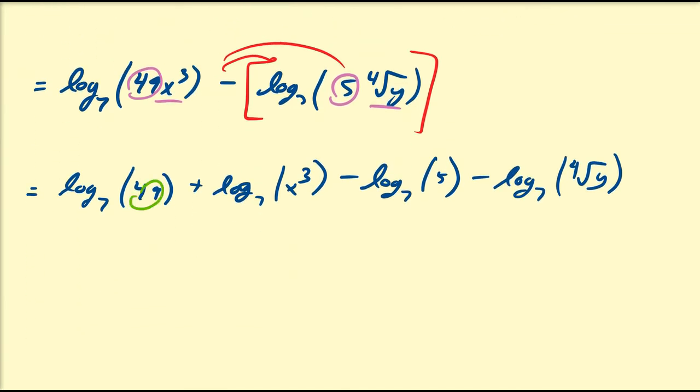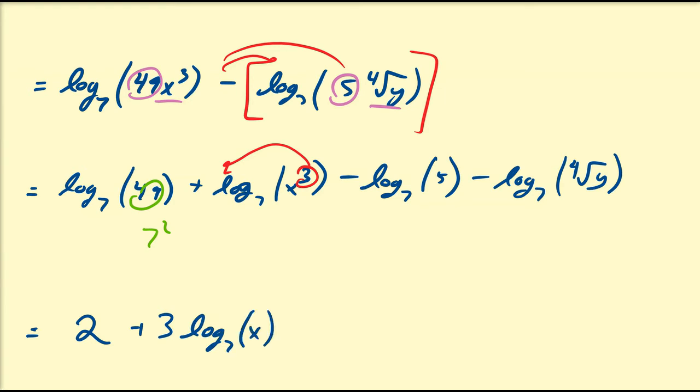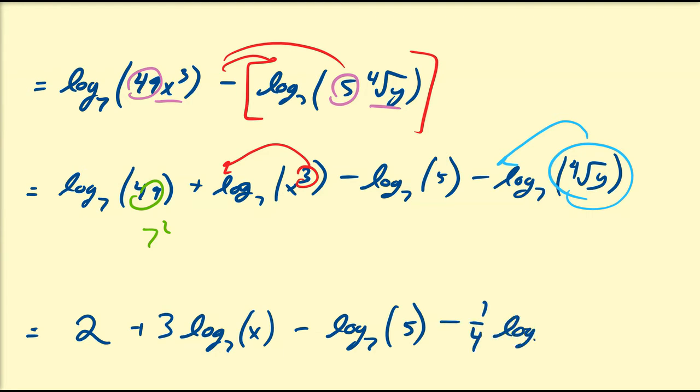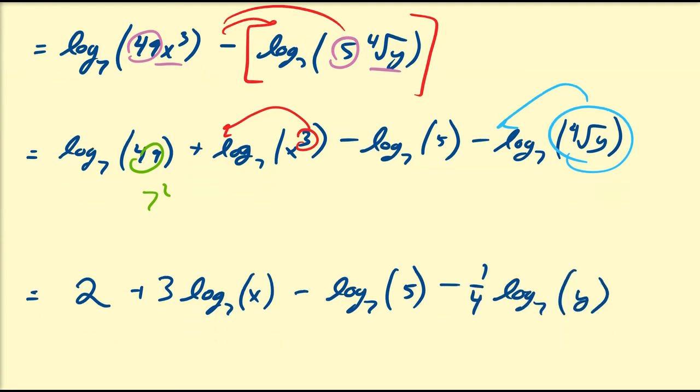Alright, so remember that 49 is the same as 7 squared, so the log base 7 of 7 squared is just going to be equal to 2, right? And then we can bring this exponent down in front. So this is going to be 3 log base 7 of x. Log base 7 of 5, there's nothing special about that, so we can rewrite that as just log base 7 of 5. And then there's an exponent of 1/4 on this y, so we can bring that down in front, right? So this is going to be 1/4 log base 7 of y.